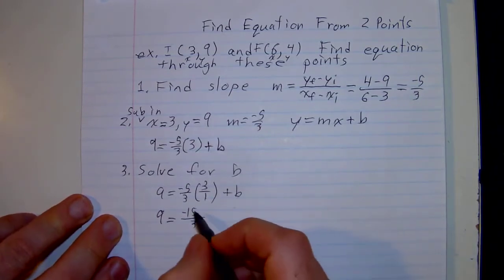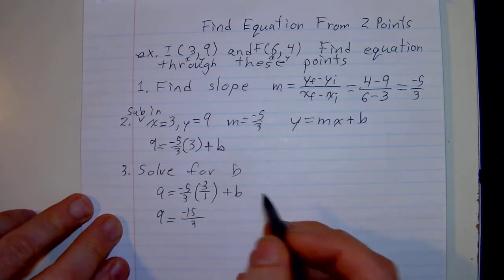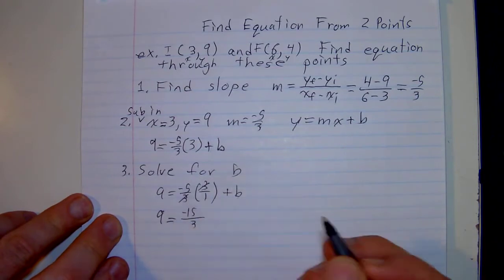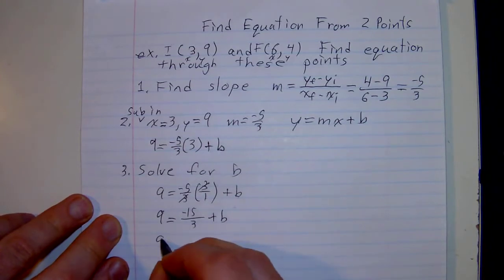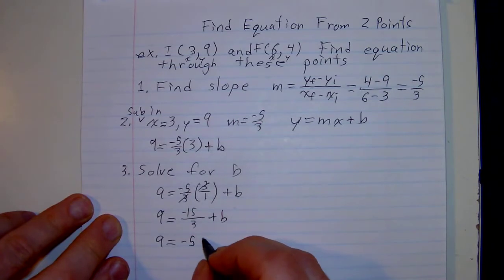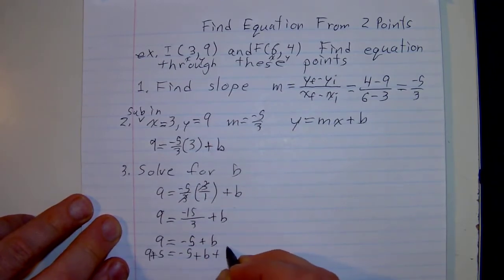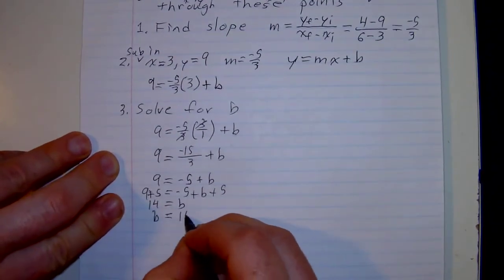By the way, you can do this and then reduce, and that's how most people would first think to do it, but it's actually a lot more efficient to go, okay, 3 divided by 3 is 1, so this is just going to be negative 5. So we'll see here in a second that that's exactly what we get. Negative 15 divided by 3 is indeed negative 5, plus b. Add 5 to both sides, and we get 14 equals b, or b equals 14.